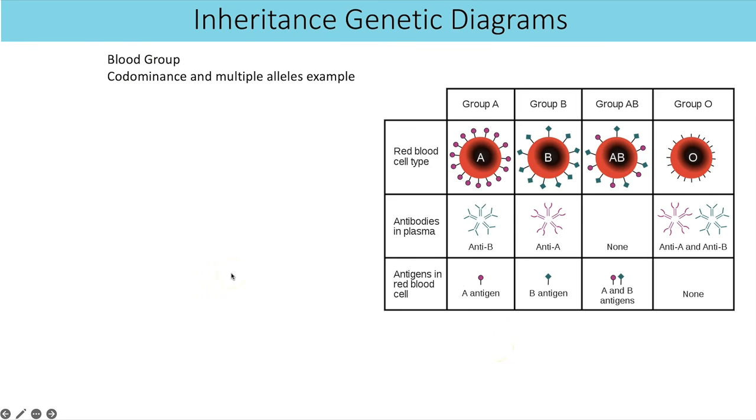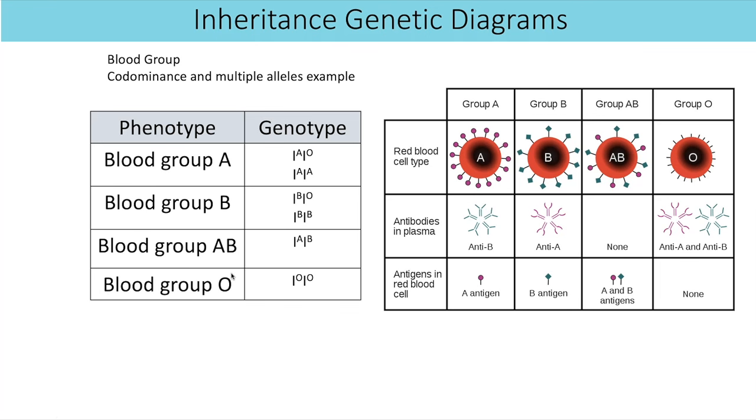Blood groups is an example of codominance and multiple alleles. There are three alleles, the allele for blood group A, an allele for blood group B, an allele for blood group O. But A and B are both dominant. So if an individual has A and B, they'll have the fourth phenotype, which is blood group AB. Blood group O, or the allele that codes for blood group O, is a recessive allele. So you're only blood group O if you have two copies of that recessive allele.